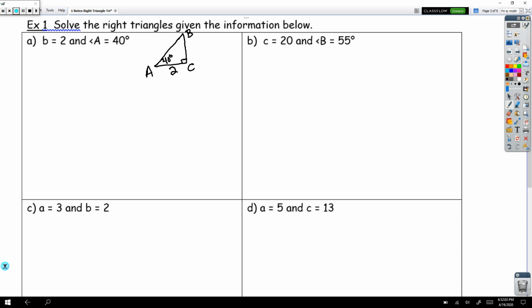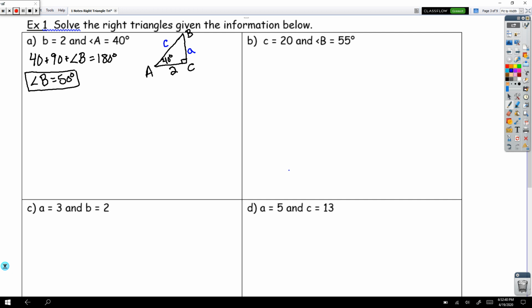So let's go ahead and solve for the missing angle. That seems to always be the easiest. So I know that A is 40, C is 90, and I want to know what angle B is. All those added together have to give me 180 degrees. So that means that angle B is going to have to be 50 degrees. Alright, so I have all my angle measures now. Now we need to find our sides. So we need to find side A and side C.